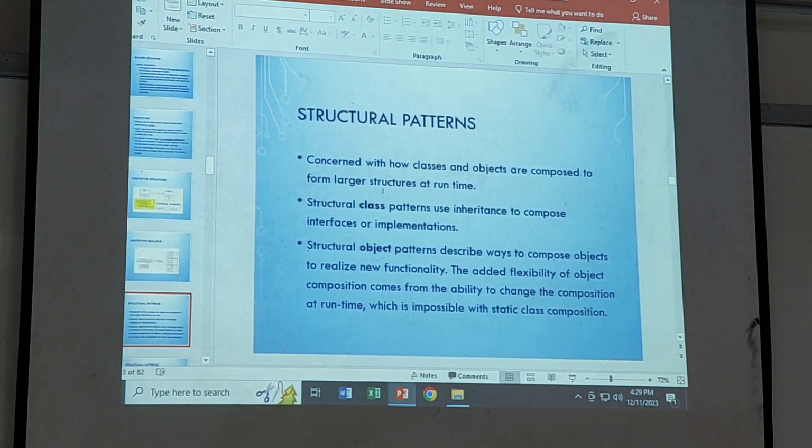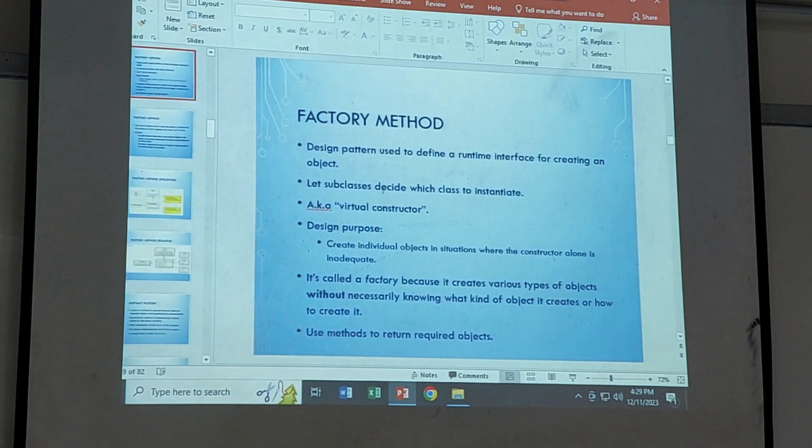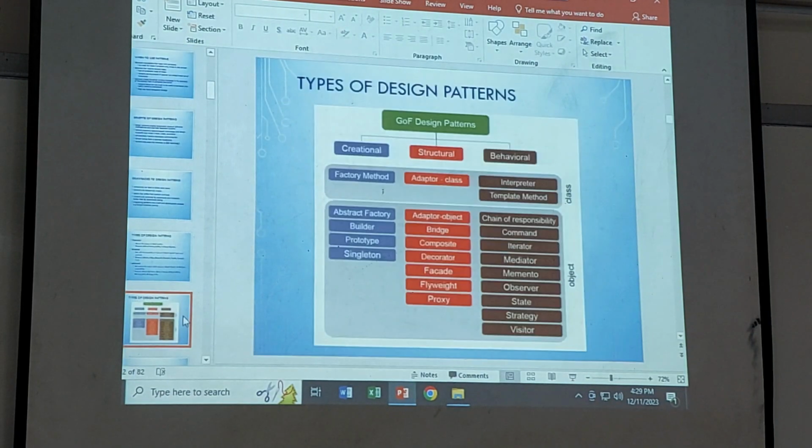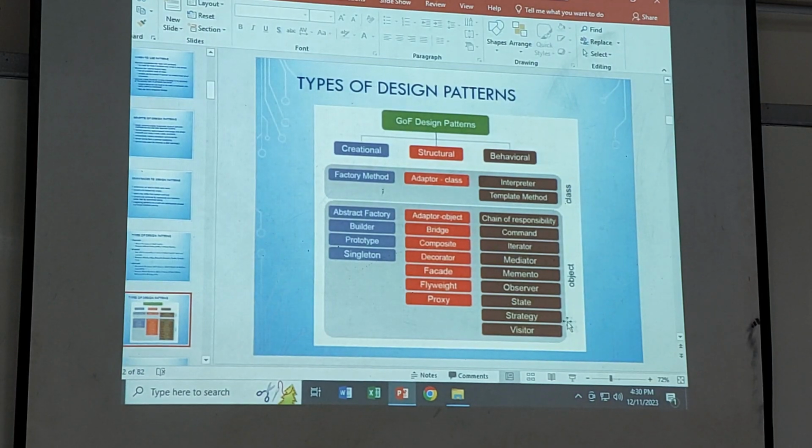Why is it like that? These two sentences, the second and the third sentence, are actually referring to this diagram here. What I'm trying to say in this diagram: structural class patterns, structural object patterns. Understand? Okay? So they actually have this class and object here.